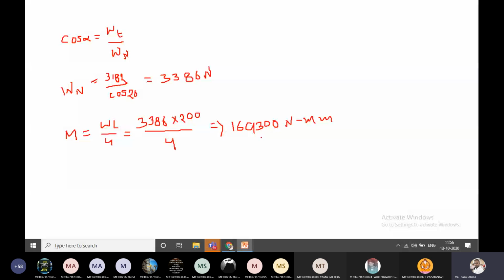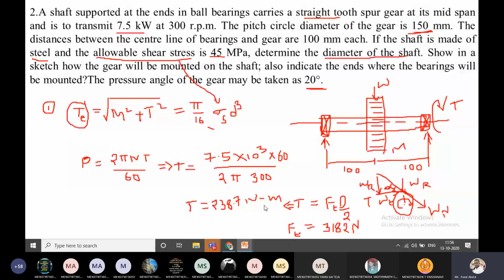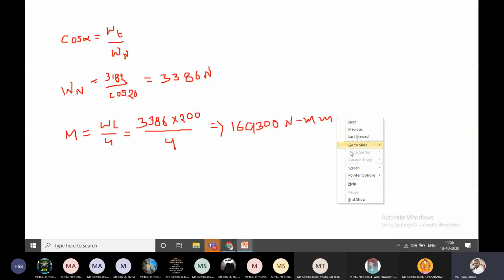Now convert this Newton mm into Newton meter, because the torque value we calculated here is in terms of Newton meter. So that is the reason to convert this into Newton meter. What is that? Newton meter. 169.3 Newton meter. Okay.